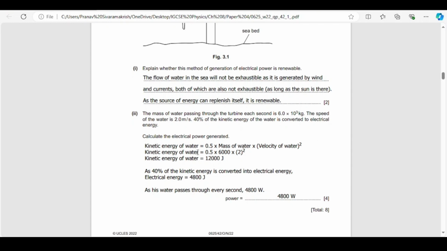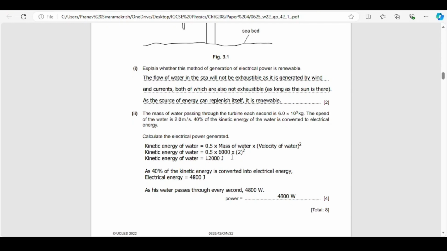But we want the electrical power that's generated. So power, we know, is energy transferred over a period of time, the rate of energy transferred. So we know that 4,800 joules of energy is transferred, and we know that it's being transferred every second because they say that each second the turbine blade is hit by 6,000 kilograms of water. So that is essentially the value of power as well.